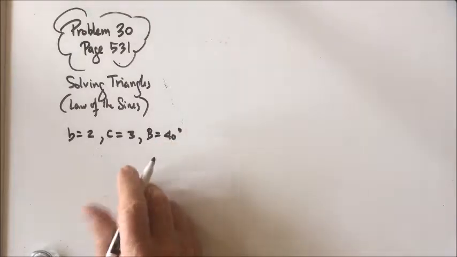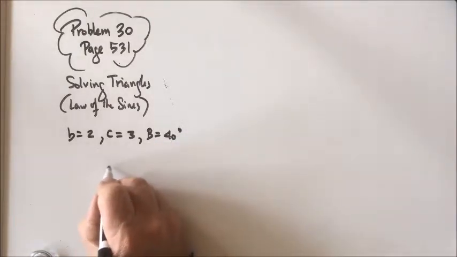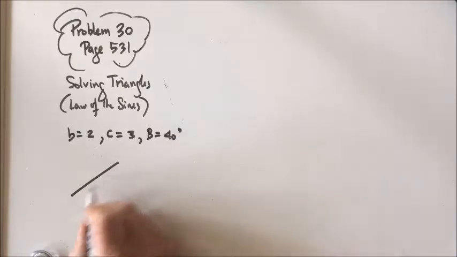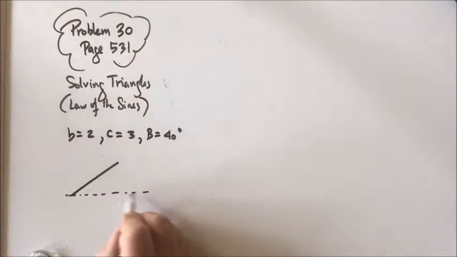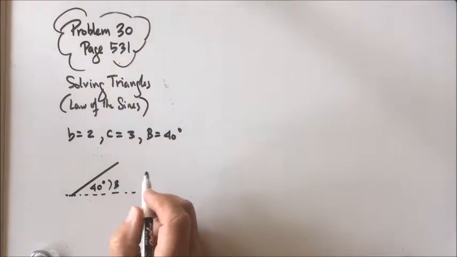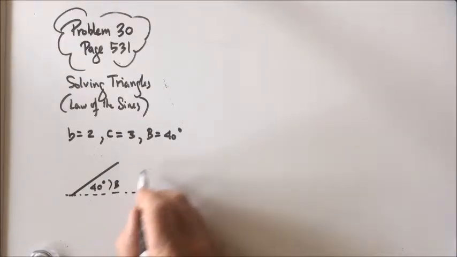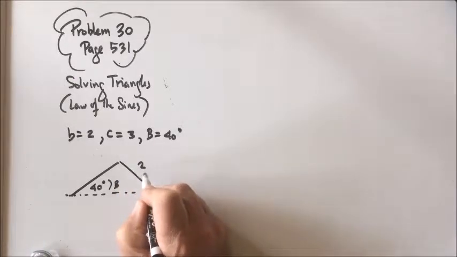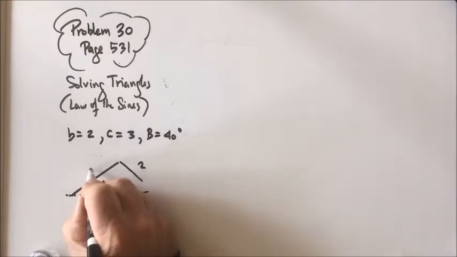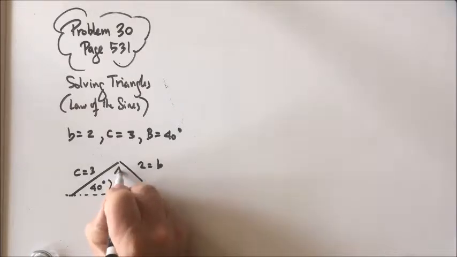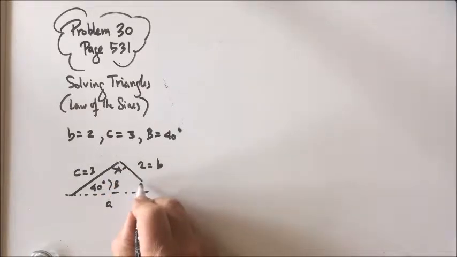degrees. It's always good to draw a picture here. What we're going to do is solve any triangles that might end up. So I've got a base angle of 40 degrees, and that's angle B. This is side b over here, and side b is 2. Here is side c, c equals 3. So side a is down here, that makes this angle A, and here's angle C over here.